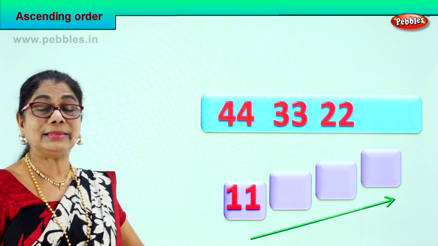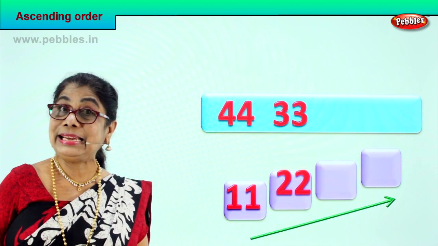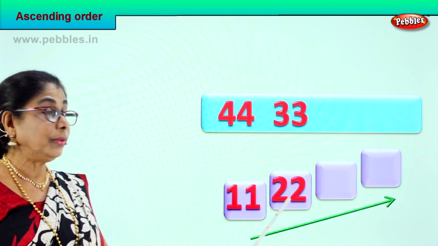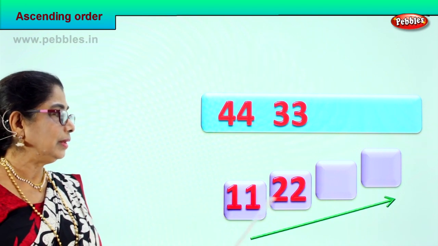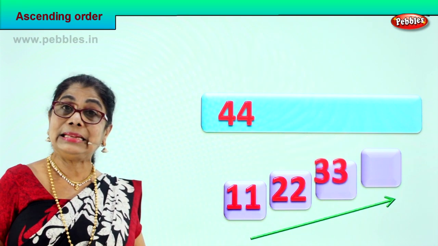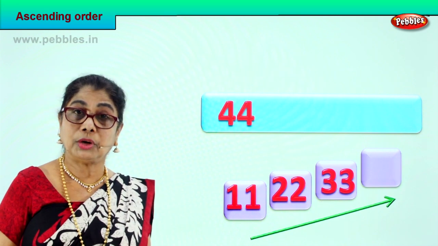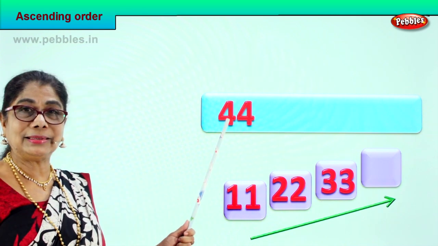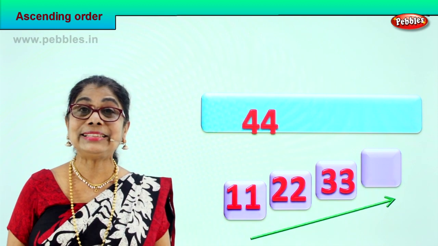Next, 2 tens is the next bigger one. 2 tens, 2 ones is the next bigger number. So we put it in the second box. So we have 11, 22. The next is the 3 tens. 3 tens, 3 ones is the next bigger number. So that goes to the third box. Finally, we have 4 tens here. 4 tens, 4 ones. And that goes into the last box.